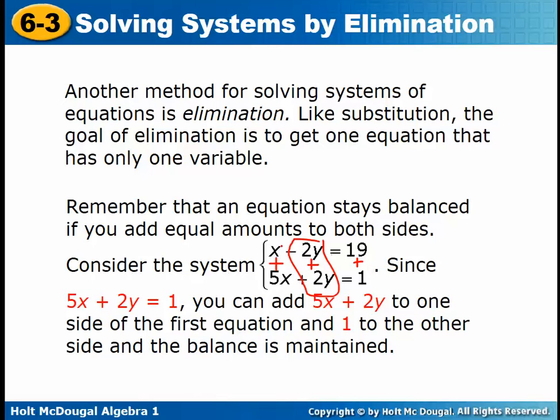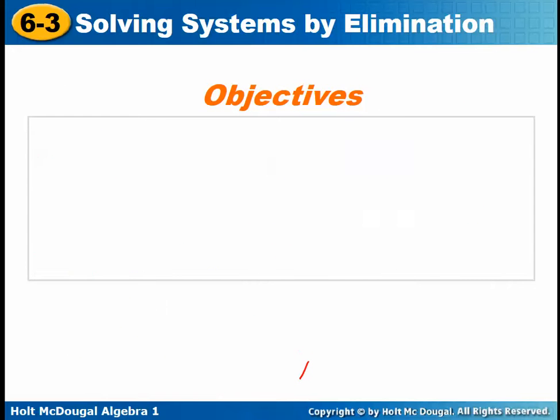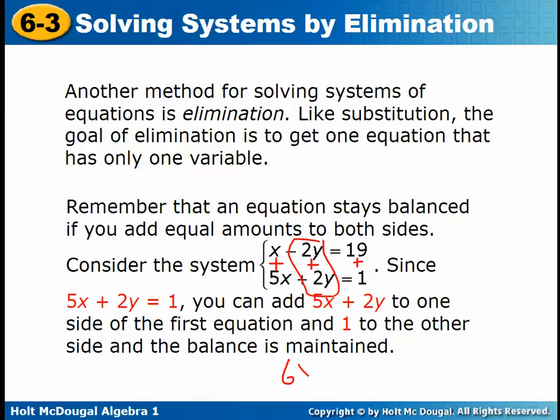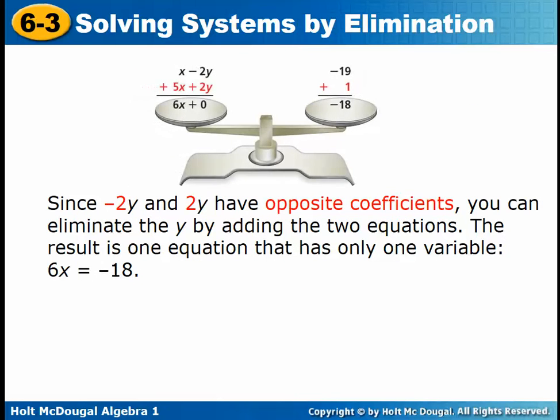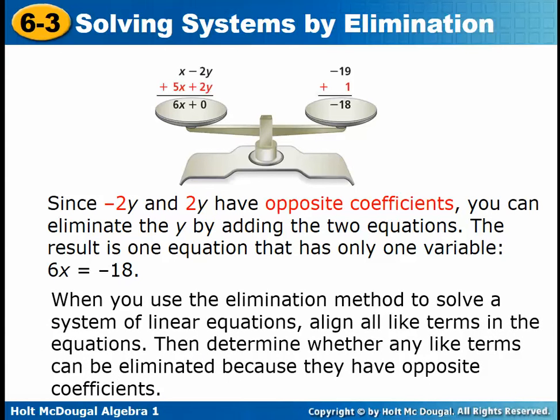And then we'd just be left with 1x plus 5x is 6x, and 19 plus 1 would be 20. So you could move on from there. You want to make sure that there are always opposite coefficients before we continue with our elimination. Otherwise, it's not yet set up, and we'll have to do some more work before we can do that.